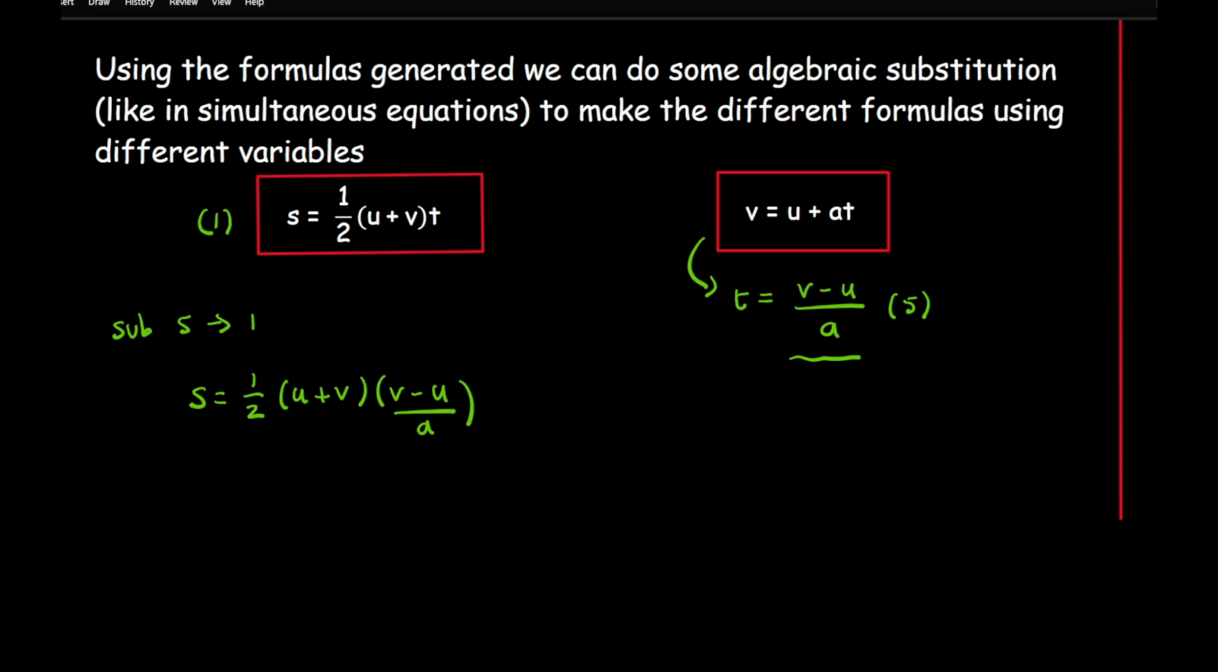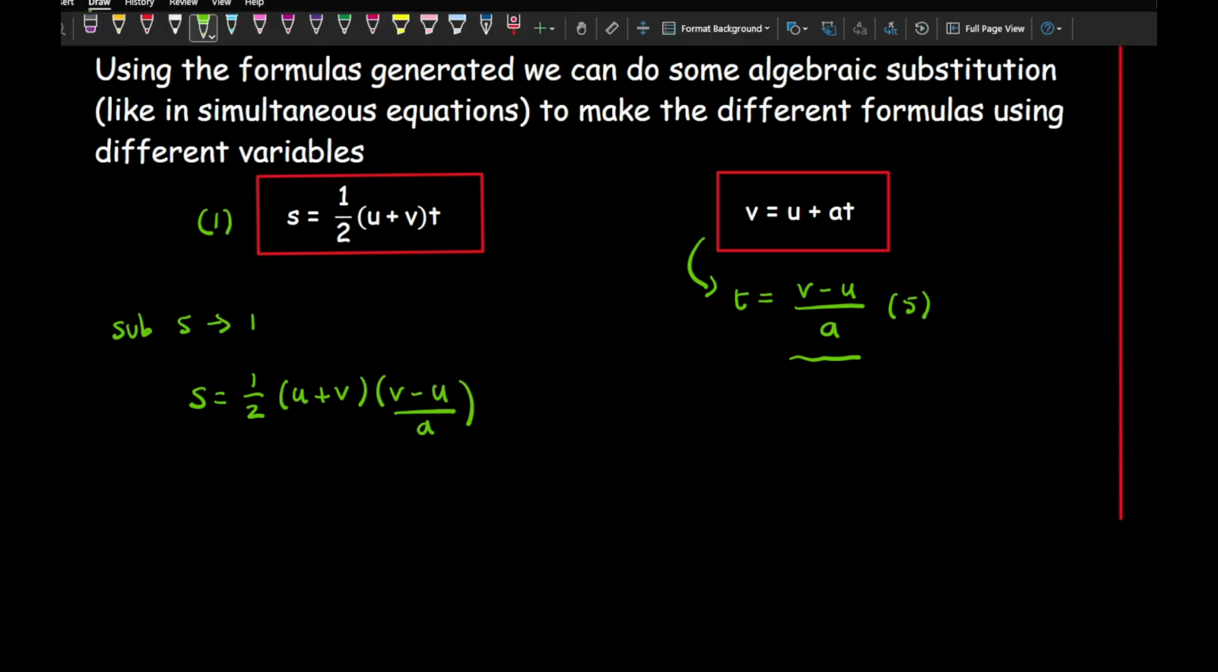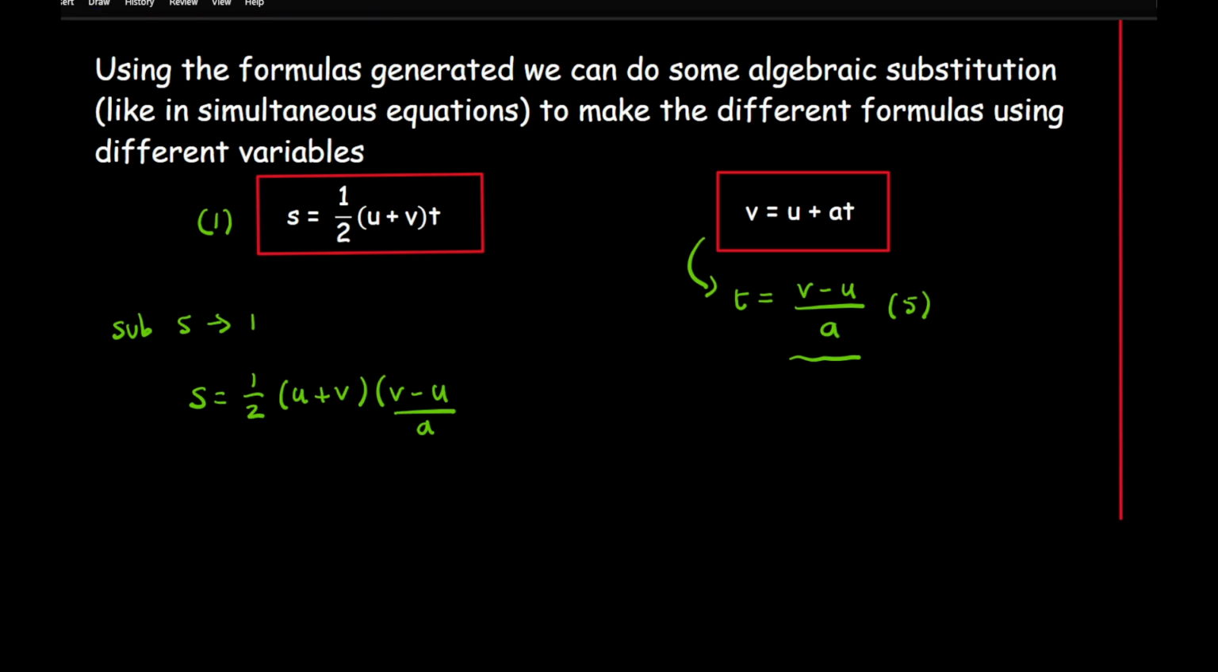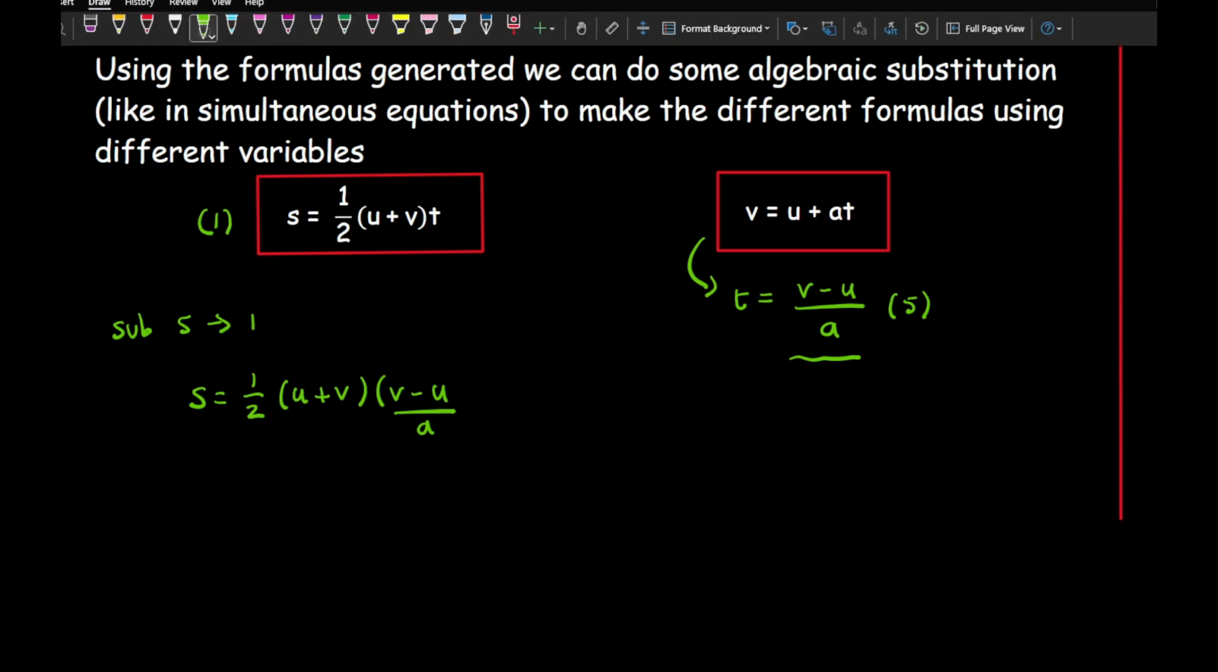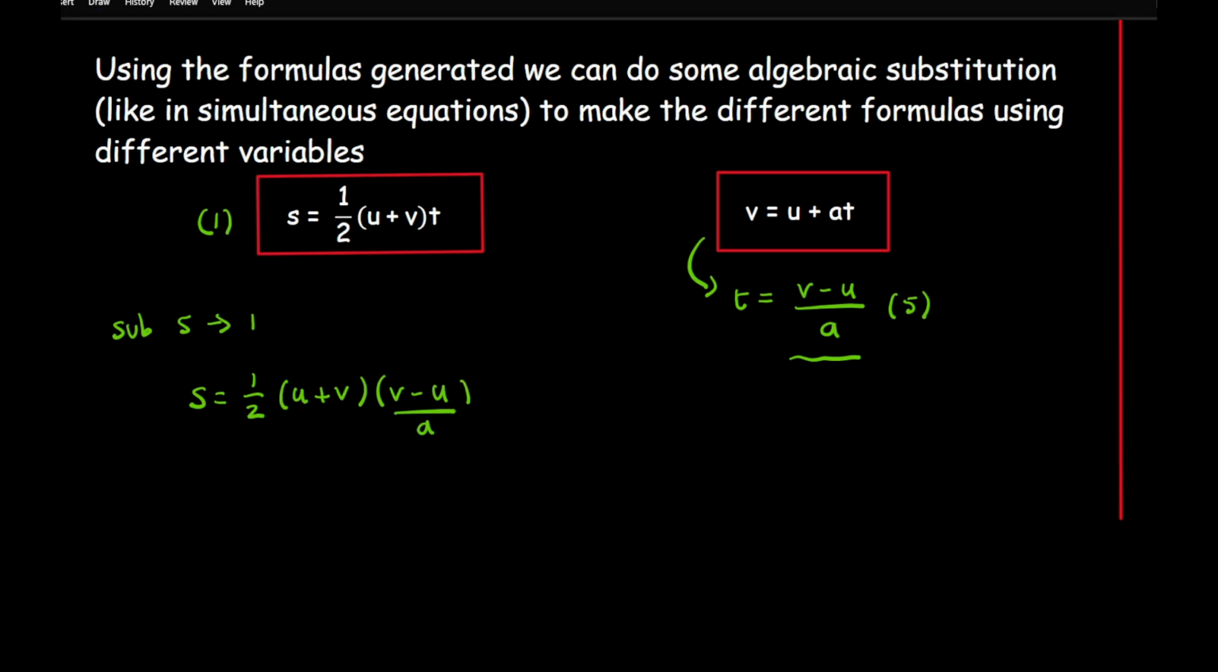Now obviously, this looks a bit of a mess, so let me neaten up that little bracket there, and what I end up with, remembering that this is equal to, is a half multiplied by (u plus v) multiplied by (v minus u) over a. Now as you can see, I've got a mixture of constants and fractions as well. So if I turn that into a fraction, just write that over 1.